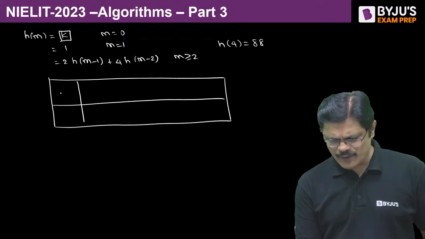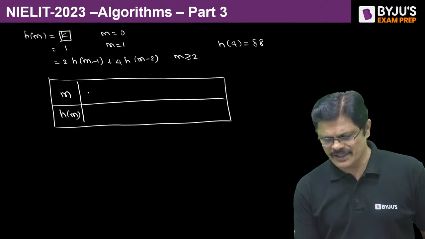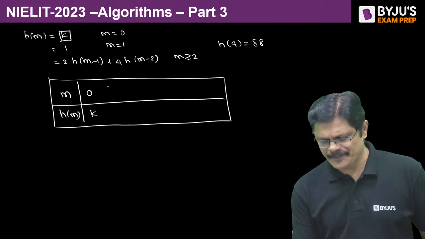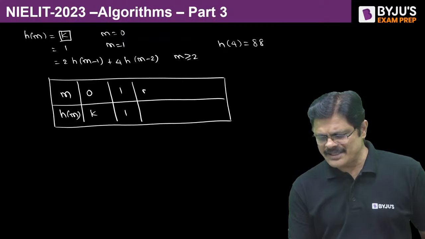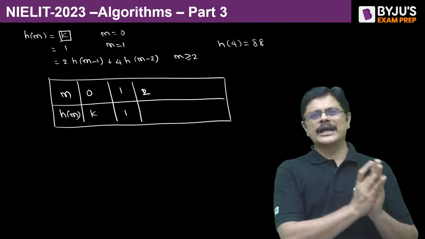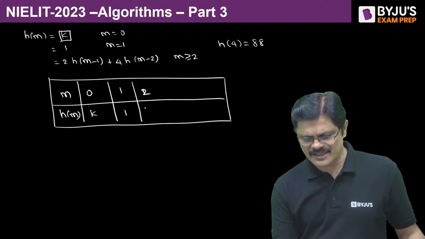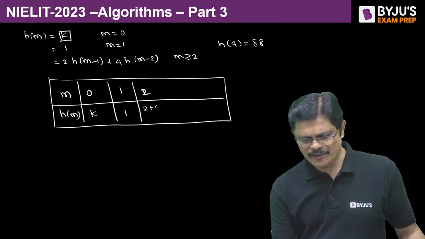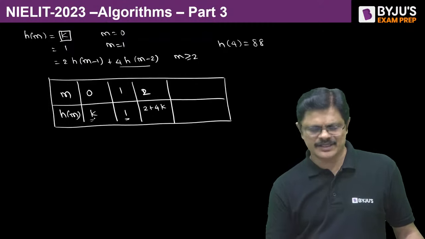So of course I am going to give you this method. Please see this Hm. So here m is equal to 0, it is k. m is equal to 1, it is 1. For m is equal to 2 onwards, it is 2 times Hm minus 1 and 4 times Hm minus 2. That is 2 times of this plus 4 times of this. That is 2 plus 4k. Is that clear? 2 times of this value, 4 times of this value.